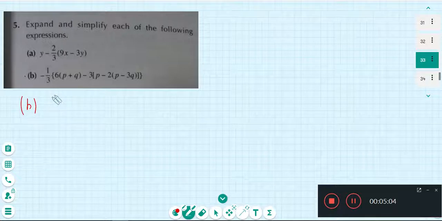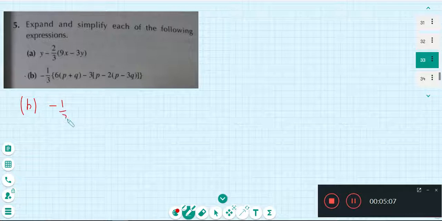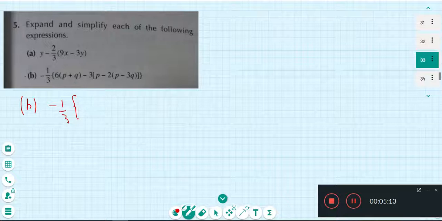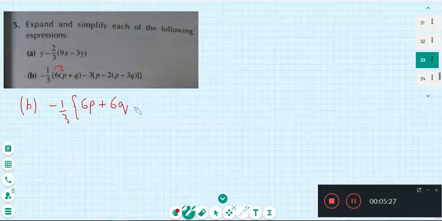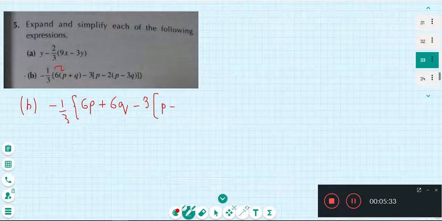So minus 1 by 3, curly bracket 6, solving the brackets inside brackets or round brackets first. 6 multiplied by p gives you 6p, plus as it is 6 into q, 6q, minus 3 into p minus, now solving this round bracket as well, minus 2 into p gives you minus 2p, and minus into minus plus, so 2 into 3q gives you 6q.